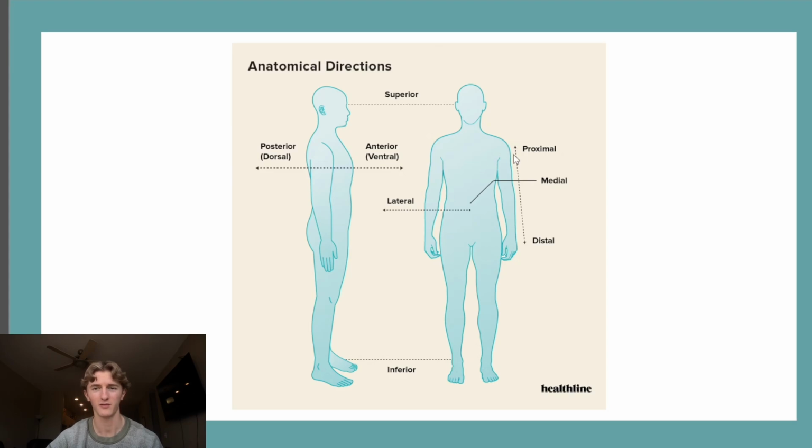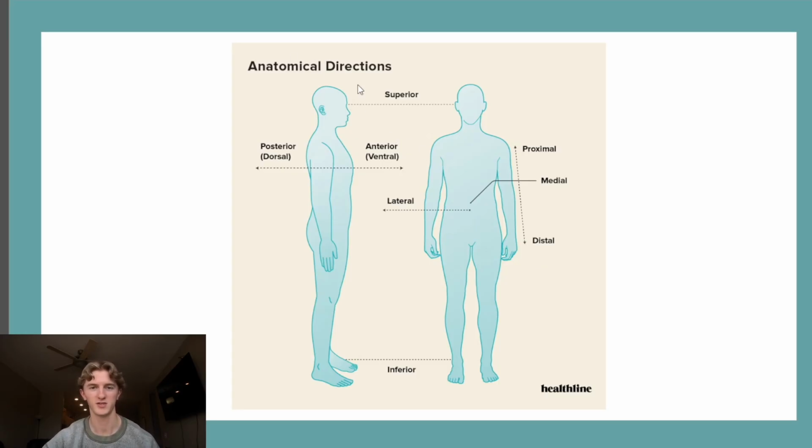And finally, we have proximal and distal. Proximal and distal are going to be applied to the limbs, so when we're talking about either the lower limbs or the upper limbs. Proximal is going to be something that is closer to the origin of that limb, and distal is going to be something that is further from that origin. As well as being able to identify parts or areas in relation to the body, you use these terms to compare certain body parts to each other.